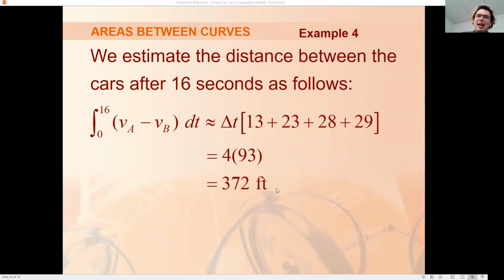About 372 feet. Now, I am skipping some of the algebraic details on this because most of our applications, we will be given functions. We'll be given formulas we can calculate, find antiderivatives. But if we really had to, we could set up simple Riemann sums and get an approximation for whatever we're searching for. In this case, the distance between the two cars.